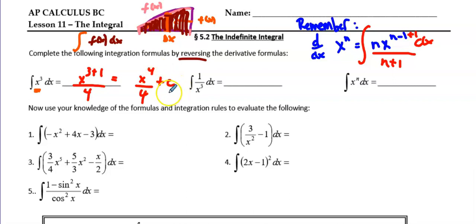So this plus c just means that I could have a constant here, I'm sure. So let's use the same logic for this next question right here, and I'm going to rewrite this as the integral of x to the negative 3 dx.